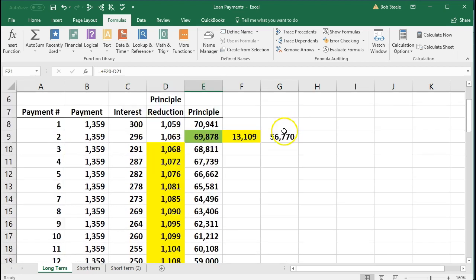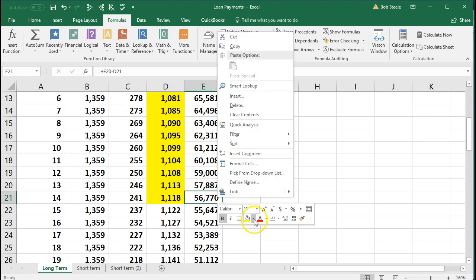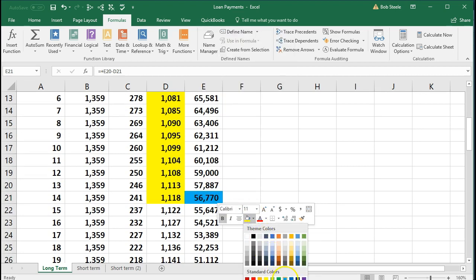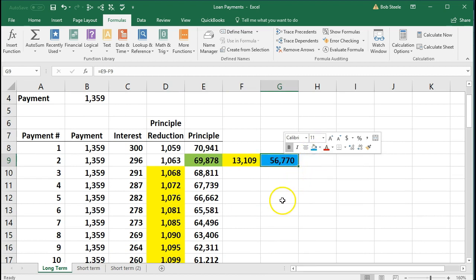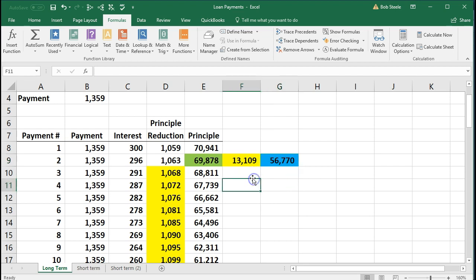56,770. So that's our ending, that's our long-term portion. So in essence, our journal entry will be then, for this 13,109, decreasing the long-term loan payable and increasing the short-term portion, decreasing the long-term portion to 56,770 and recording the short-term portion at 13,109. That's going to be our adjusting entry.